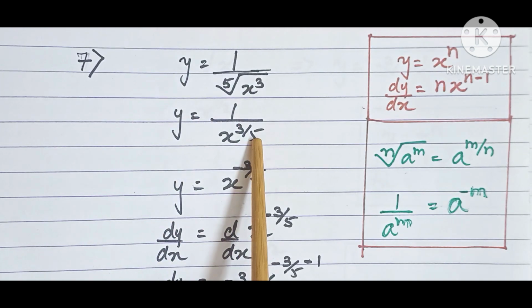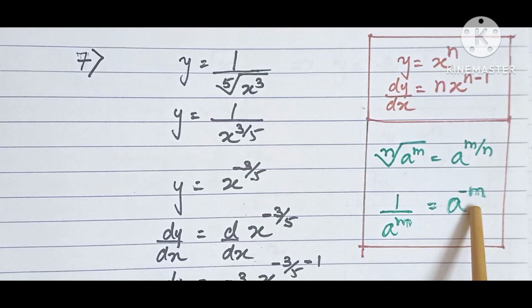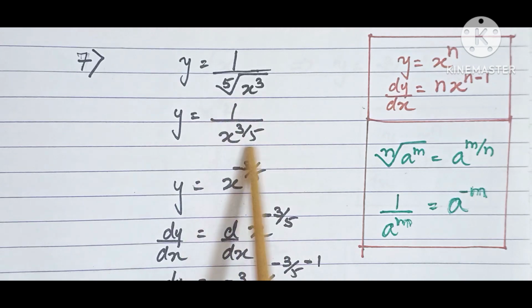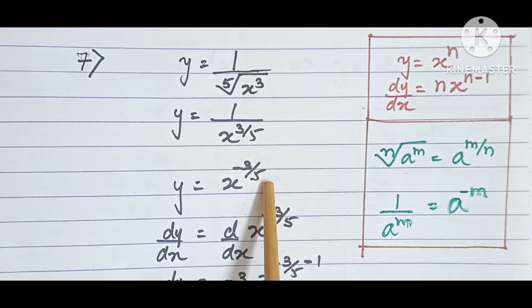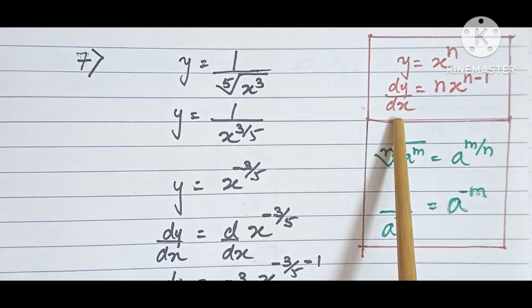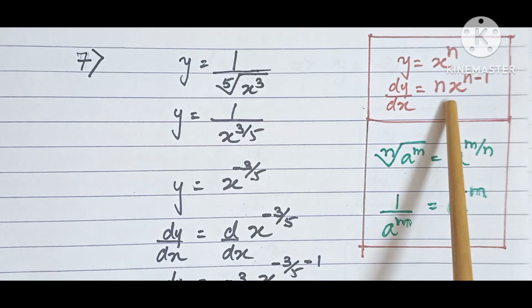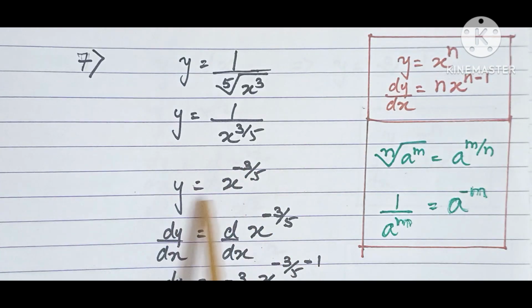Now, using this particular property of indices, that is 1 upon a raised to m is equal to a raised to minus m, we can get this in the form y is equal to x raised to minus 3 by 5. Now, if you see, this is of the type y is equal to x raised to n, and its derivative dy by dx is equal to n x raised to n minus 1. So, we can now proceed to take the derivative.